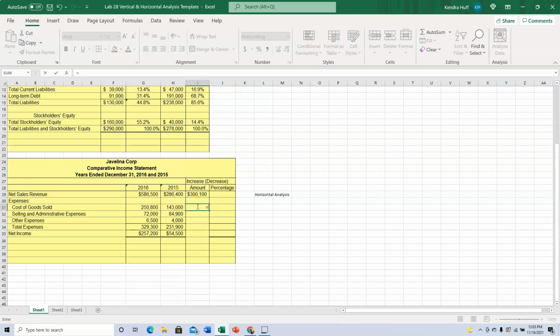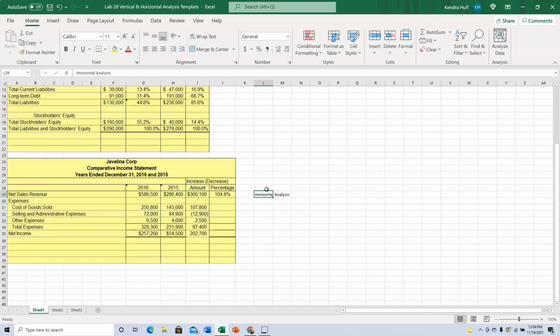And you just do that the whole way down. The current year minus the previous year. And once you have it once, you can really just copy it down. Okay. Notice this one is negative. Our expenses actually went down. All right. So then the percentage is the dollar change divided by the earlier year. And that's called the base year.